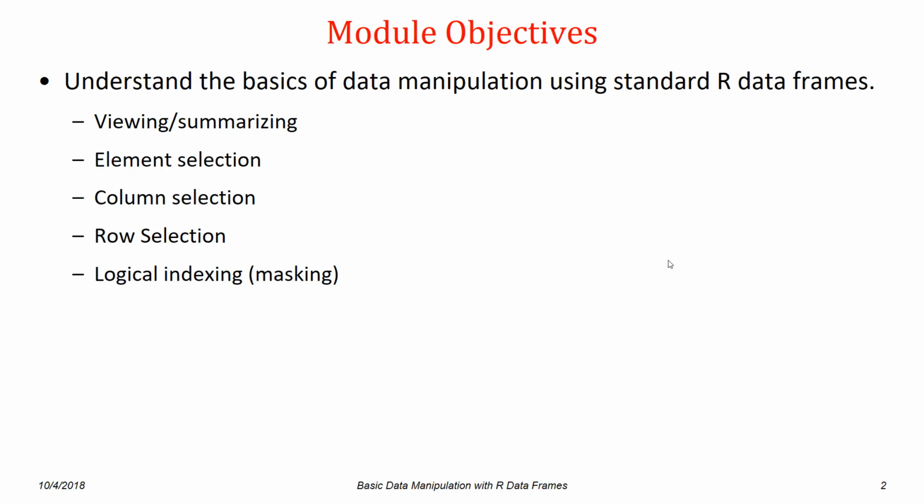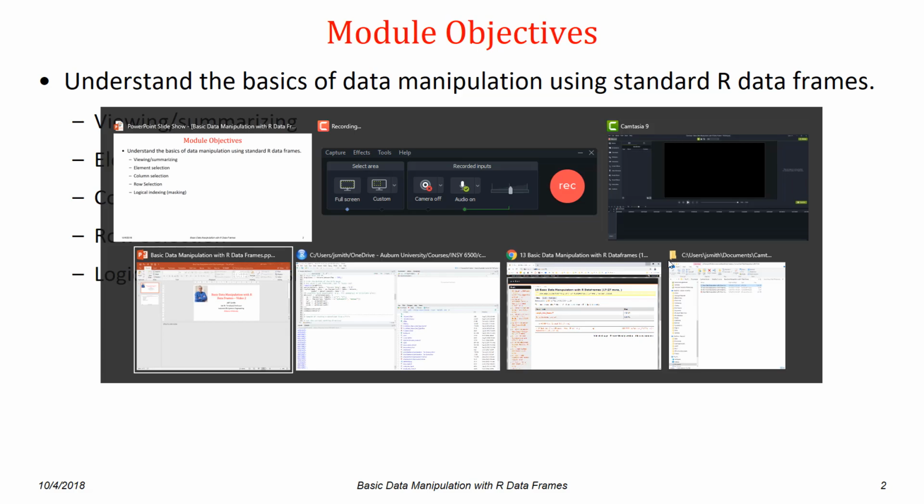particular we talked about viewing and summarizing the data frame, element selection, individual element, column selection, and we looked at column selection where we created new data frames and where we extracted values. Row selection, where we select individual rows into a new data frame, and then logical indexing or masking, where we are filtering the data based on a logical condition. So we're going to continue that in this module.